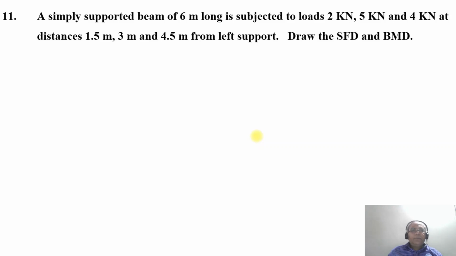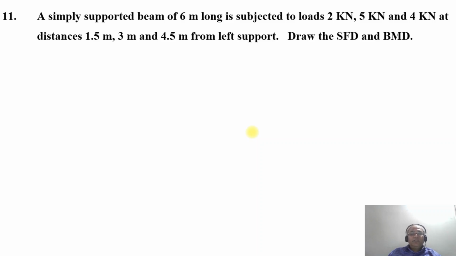Now, we're going to take up one more type of beam, which is a simply supported beam. We're going to take up simple problems on this. Problem number 11. A simply supported beam of 6 meters long is subjected to loads of 2 kilonewton, 5 kilonewton, and 4 kilonewton at distances of 1.5 meters, 3 meters, and 4.5 meters from the left support. Draw the SFD and BMD.